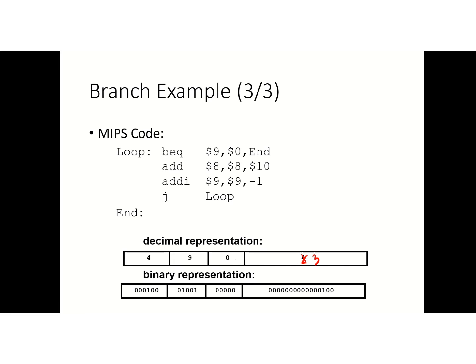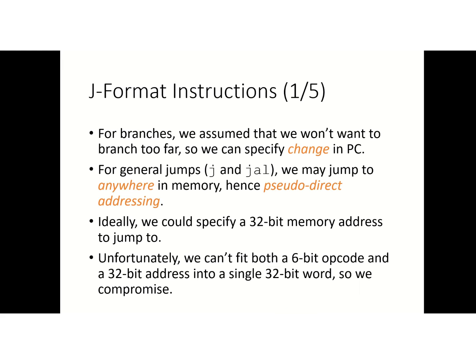Okay, so in this case, your binary representation. Let me correct this part. 4 is for the opcode, so we represent it as 000100, and then 9 is 01001. Register 0 is all 0. For 3 here, it is 16 bits, so we can represent it as 011, then 0s until you get enough of the 16 bits. You may count it like this, put a space there, 0011. Then you will get a 16-bit representation.